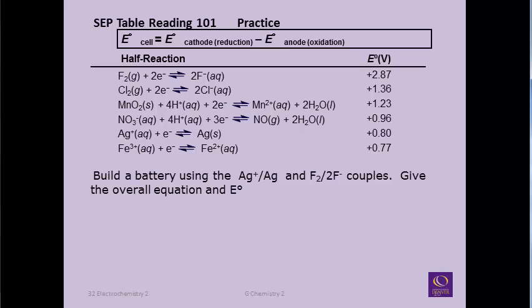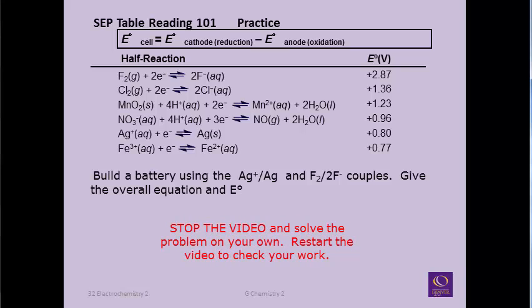So here's your chance to do a little practice. Build a battery. You're going to use a silver plus silver couple, and you're going to put it together with fluorine fluoride couple. I want you to decide which is which, give the overall equation, and then figure out the battery potential. So stop the video, see if you can solve this, set it up. When you're ready, restart the video and check your work.